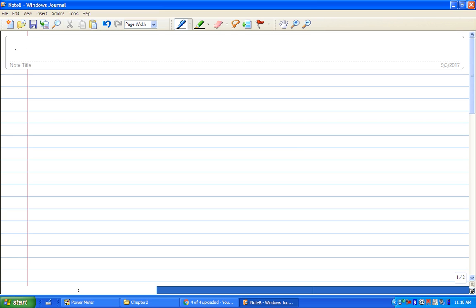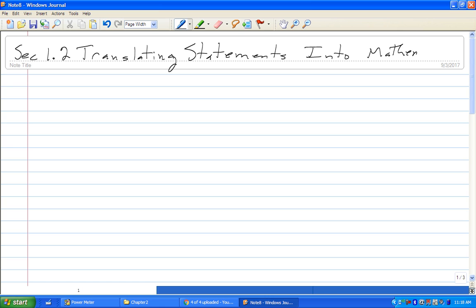Section 1.2, translating statements into mathematical expressions.